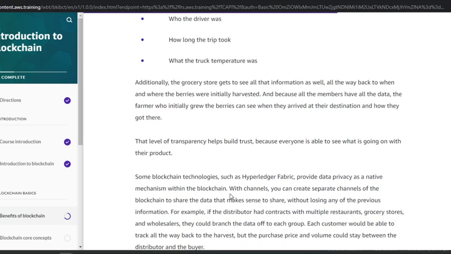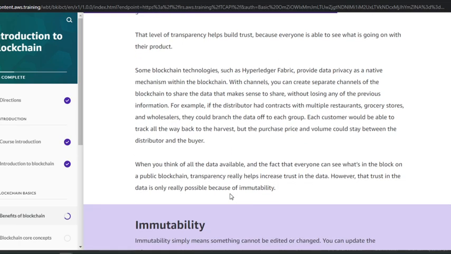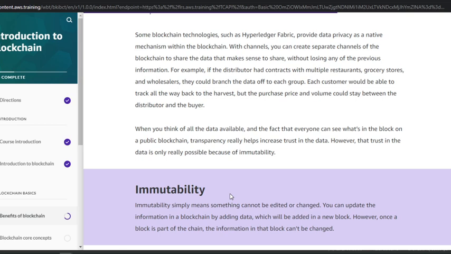Some blockchain technology, such as Hyperledger Fabric, provides data privacy as a native mechanism within the blockchain. With channels, we can create separate channels of the blockchain to share the data that makes sense to share, without losing any of the previous information. For example, if the distributor had contracts with multiple restaurants, grocery stores, and wholesalers, they could branch the data off to each group.